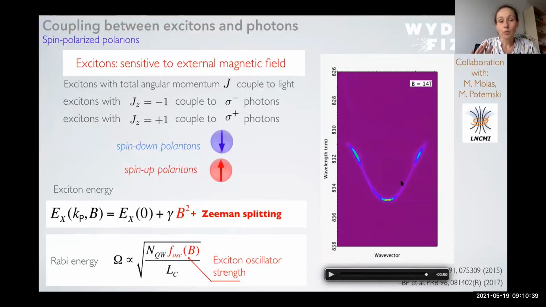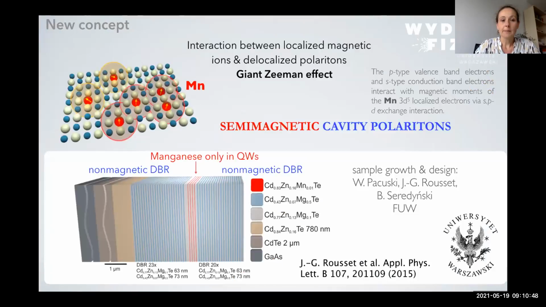So how do we modify the structure to really increase the Zeeman splitting, for example, of exciton-polaritons? We came up with an idea that we can modify the quantum well and introduce some magnetic ions to the structure.